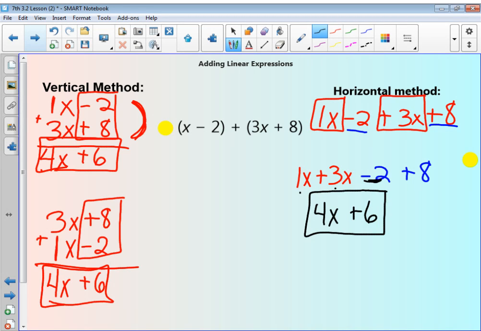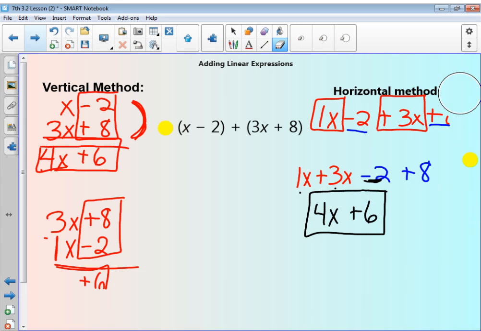Okay, you have to decide what you're most comfortable with. If you like the vertical method, then you're going to practice that method. If you prefer the horizontal method, then I want you to practice this method. By no means do you have to do both of them. Okay, I will for this next one, and then from there on out, I'm going to go ahead and do the horizontal method. But if you like the vertical method, you are more than welcome to use that one.